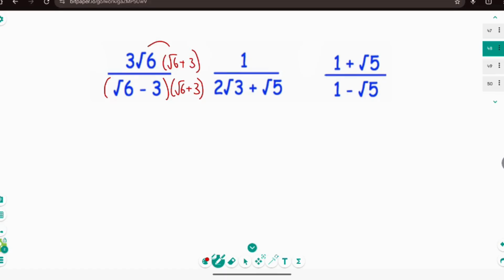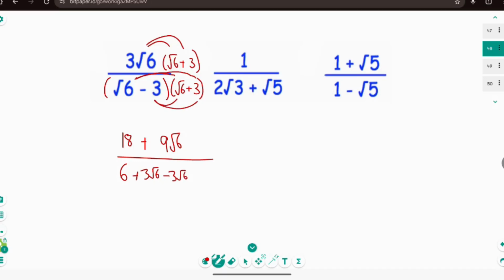Okay, so 3 root 6 times root 6. Well, root 6 times root 6 is 6, times 3 is 18. And then 3 root 6 times 3. 3 times 3 is 9. It's 9 root 6. And the denominator, root 6 times root 6, 6. Root 6 times 3, 3 root 6, minus 3 root 6. Negative 3 times positive 3 is negative 9.